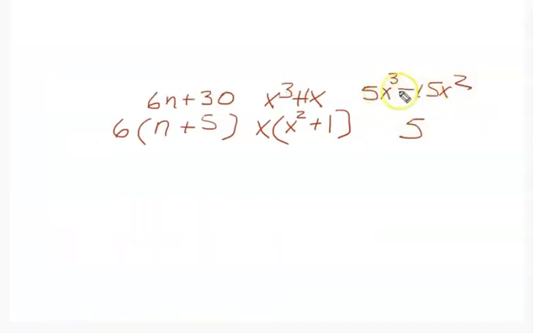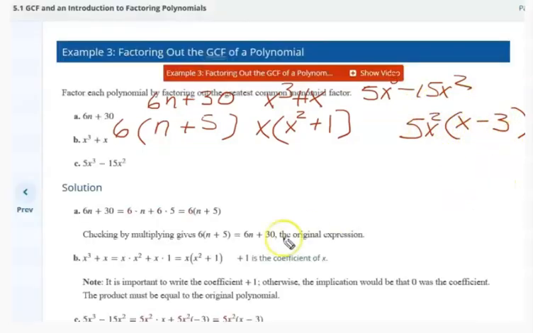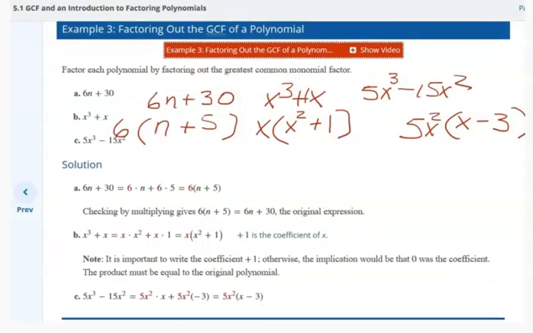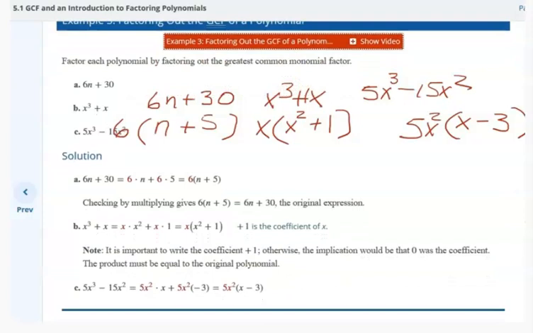And for the x's, we can take an x squared out of each one. And what are we left with? Well, here we're just left with an x. And here we're just left with a negative 3. So again, if you distribute, you get back to the original. And we see, if we go down below here a little bit, we have the answers. All right.